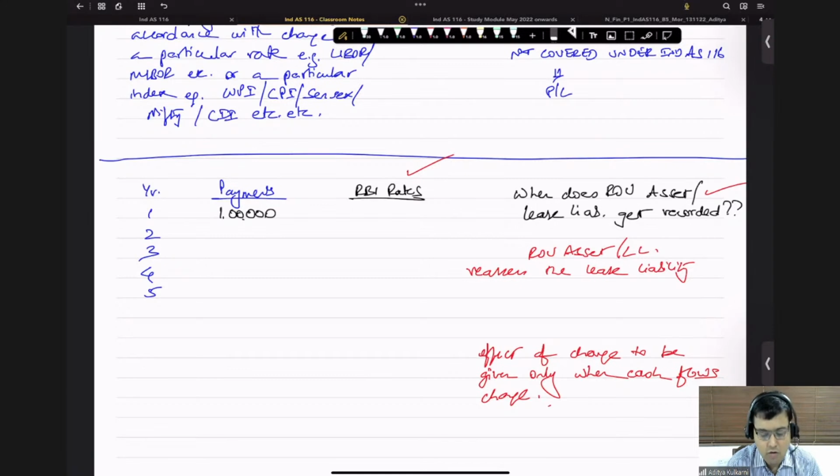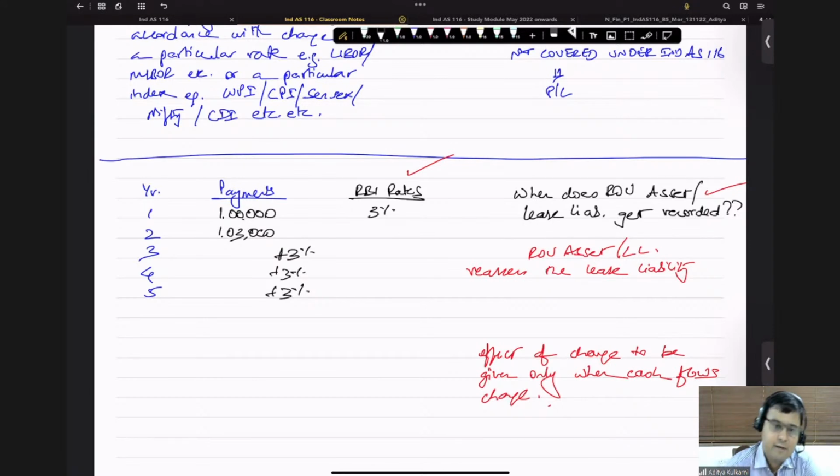Okay. So now, for example, suppose the cash flows change every 2 years. So here RBI rate is 3%. So here you know that you are going to pay 1,03,000. So you will proceed with this calculation and do the working. Plus 3%, plus 3%, plus 3%, because no other data is available here.